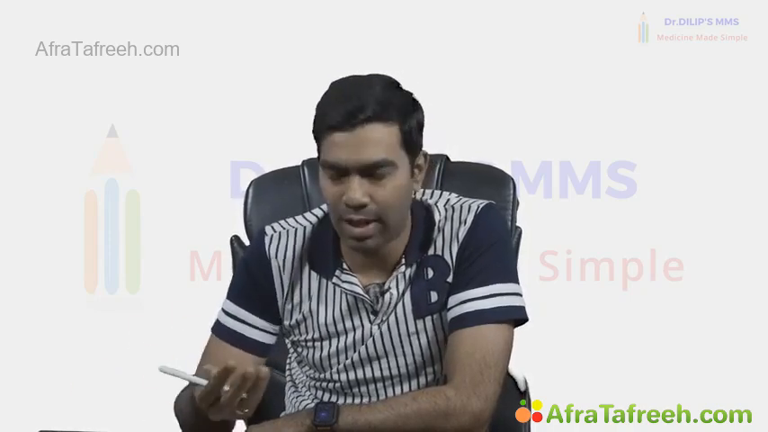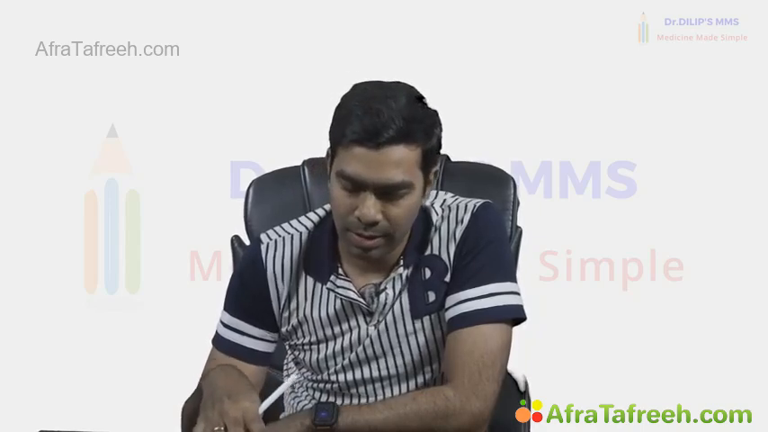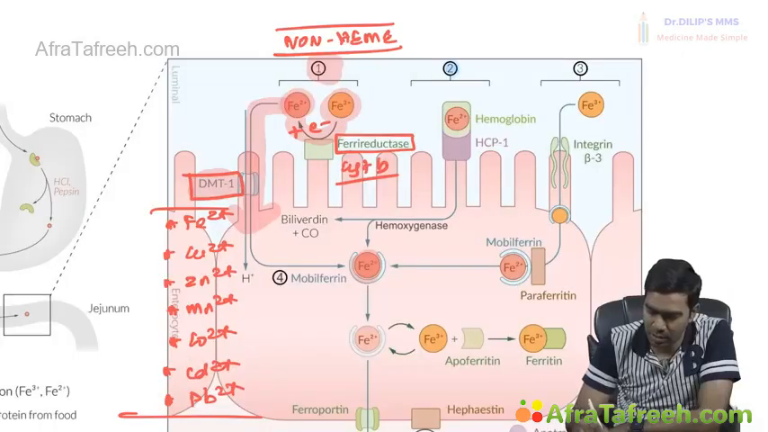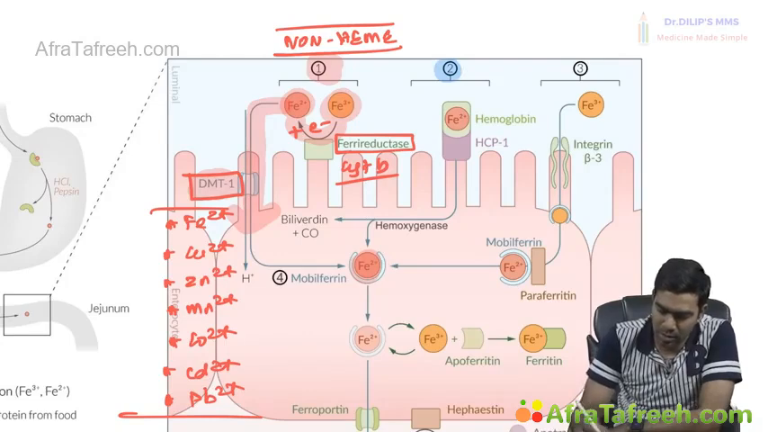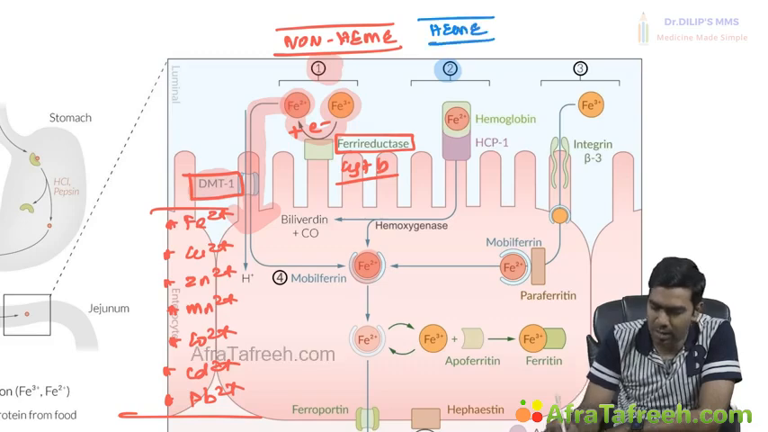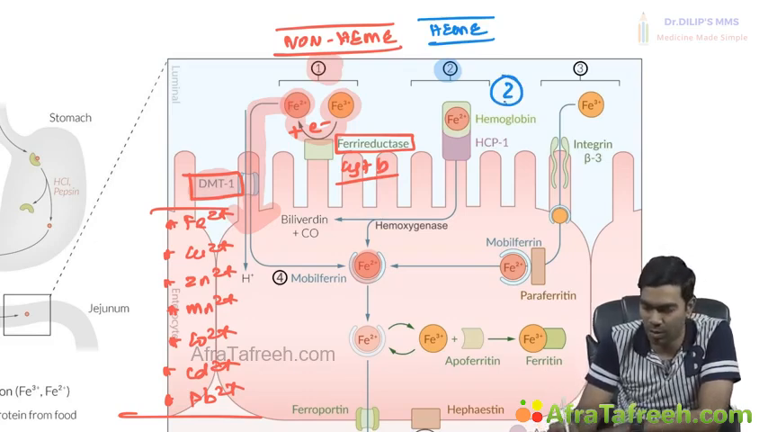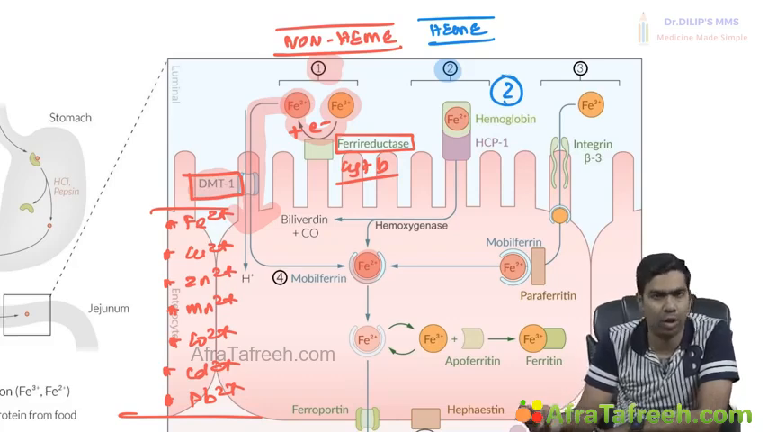So let us see what are the other ways for iron to come inside. The second step tells you about the heme iron. How is the heme iron going to come inside? If you ask me how the heme iron comes inside, the answer is we really don't know. It's going to come in the form of hemoglobin only, from the meat you are eating.